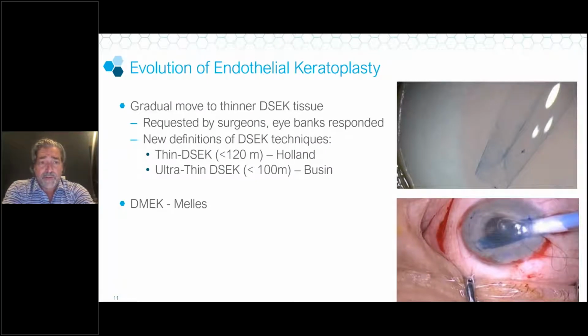So that evolved a little bit more. We got a little thinner than that. I know Busin started publishing some ultra-thin, so maybe less than 100 micron. Then, of course, about this same time, Melles came out with the idea of DMEK: let's go all the way to no stroma and get it as thin as possible, and maybe we can even improve our visual recovery and our results a little bit more.